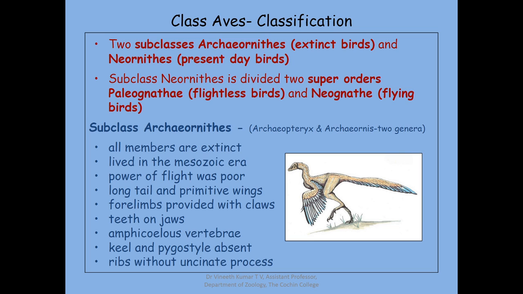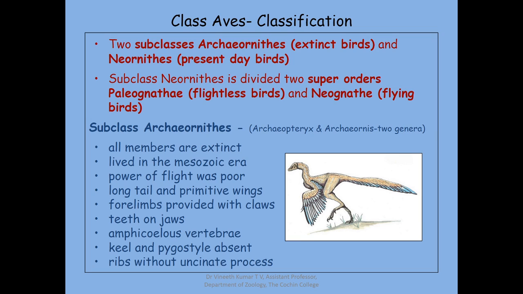They had poor flight, or the power of flight was very poor. They had a long tail and primitive wings. The forelimbs were provided with claws. The teeth were present on the jaws. Then amphicoelous vertebra. We discussed in the earlier session that Aves usually have a heterocoelous vertebra, but here they have an amphicoelous vertebra. The keel as well as the pygostyle are also absent.